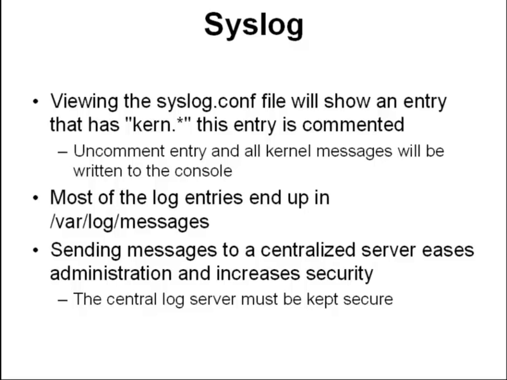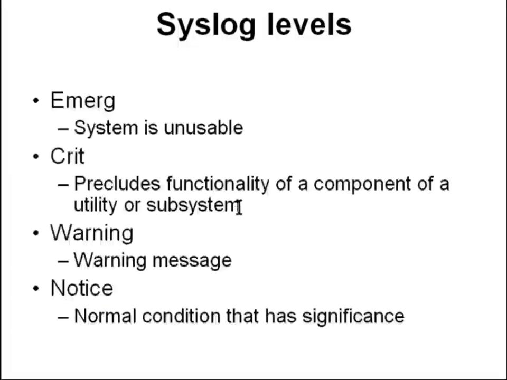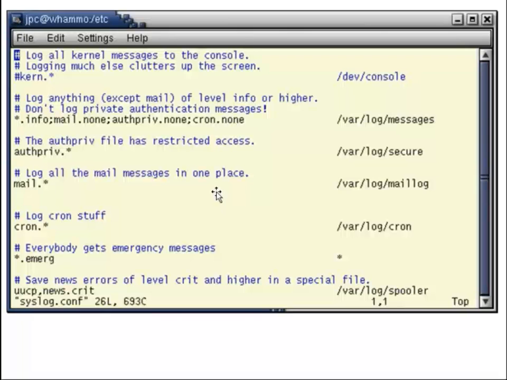Okay, when you view the syslog.conf file, it will show an entry that has a kern that is commented out. If you want to look at the kernel messages that are occurring, you can uncomment this entry, and then that will be written to the console, or you can have it written to the messages file. But just realize anytime there's anything having to do with the kernel, it would be written to the messages file, unless you just indicated that you wanted something at the emergency or critical level.